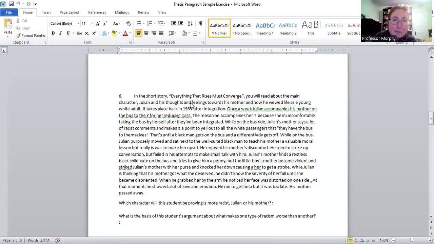Let's see. Number 6 is hilarious. I'm not going to read each of these to you. I do encourage you guys to do all this. But number 6 is just a full-on summary of the story. Absolutely start to finish. It's just a full-out summary of the story. And I'm kind of reading through the whole thing. It's not a thesis paragraph. This is not what I'm asking you for.